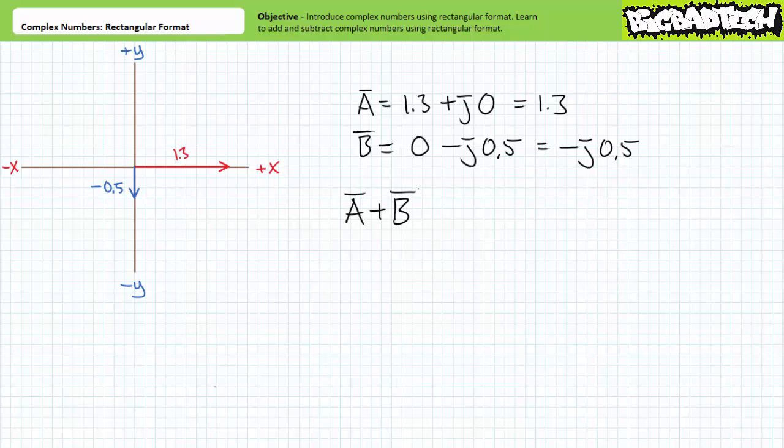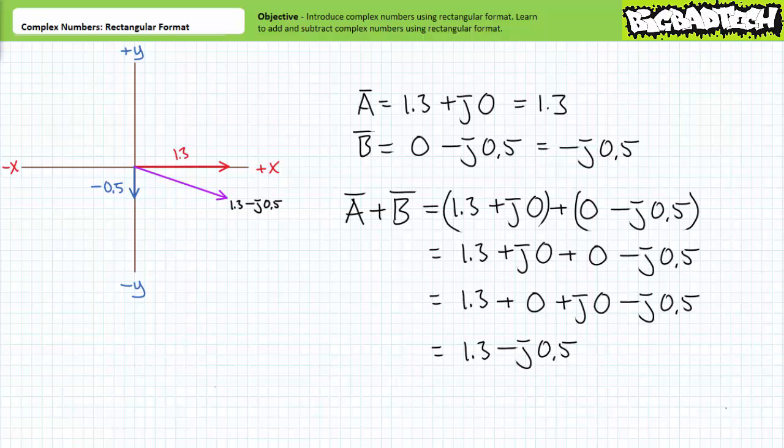When performing complex number addition using complex numbers expressed using solely rectangular coordinates, one simply adds or subtracts the real components with only the real components, and adds or subtracts the imaginary components with only the imaginary components. Don't make this hard. Real with real, imaginary with imaginary. When we add 1.3 plus j times 0 with 0 minus j times 0.5, we get 1.3 minus j times 0.5. The result is another rectangular complex number with a real component of 1.3 and an imaginary component of negative 0.5, as one might expect.